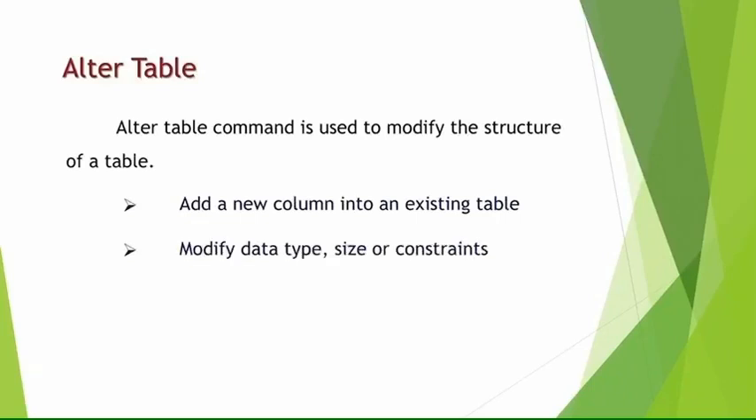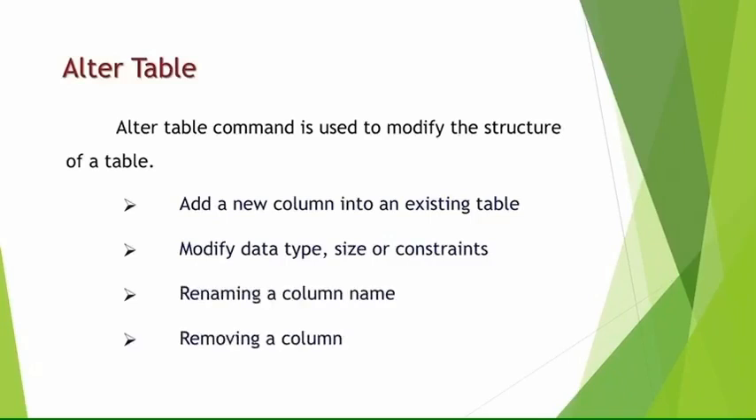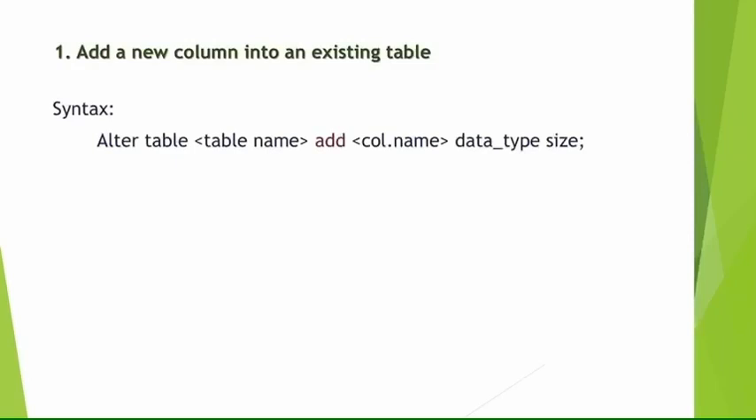Next, modify data type, size or constraints. Next, renaming a column. Last one, removing a column. Now we can check the syntax of add a new column into an existing table. Here the syntax: alter table, table name, then add keyword, then column name, data type, size. This command is used to add a new column into an existing table.